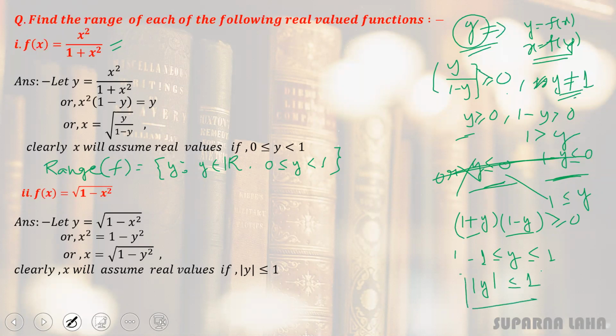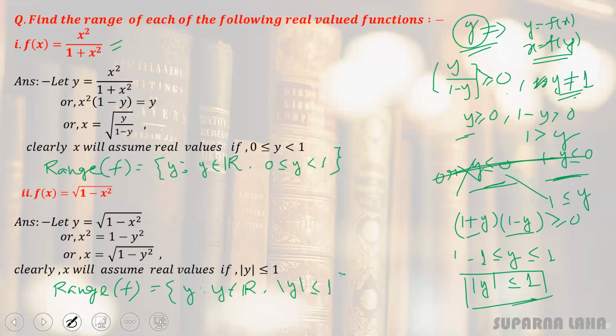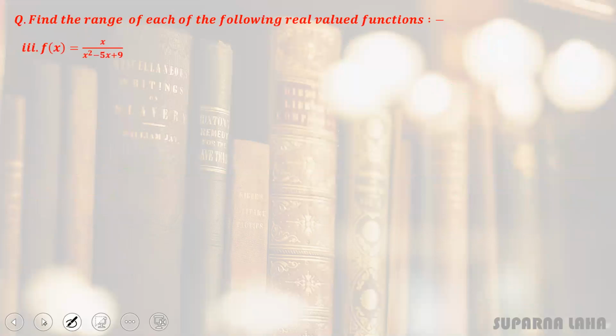Since you know the mod function, how to define it and what it is. So what is the range? Range of f is definitely y such that y belongs to the set of real numbers and mod of y is less than or equal to 1. Clear? So moving to the next one. x by x square minus 5x plus 9. This is the function given. You need to find its range.